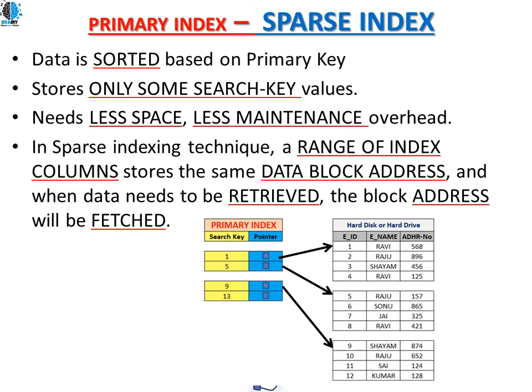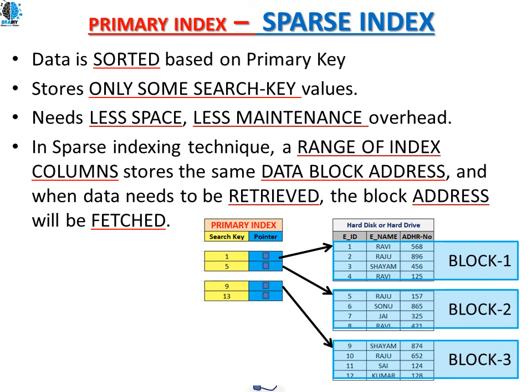So in this, I will have a range. The first block ranges from 1 to 4, the next block is 5 to 8, the third block is 9 to 12. Ranges will be like this. So in a sparse index, a range of index columns stores the data block address, and when the data needs to be retrieved, the block address will be fetched, right? So this is my block 1, block 2, block 3.